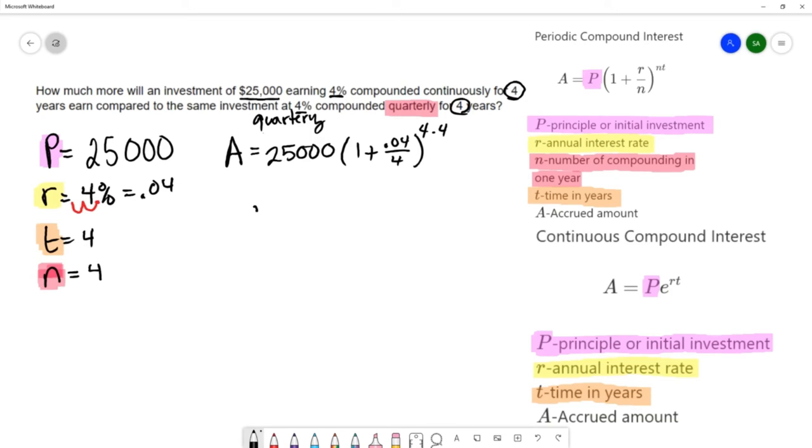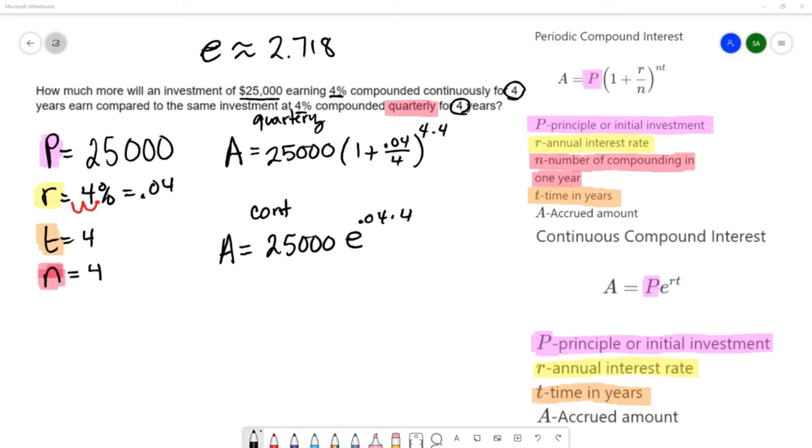And then we're also going to figure out the investment if it were compounded continuously. And that's using this formula here, A equals P e to the RT. So we'll use $25,000 for P. E is a letter, but it's not a variable. E is approximately the value 2.718. And it is used in this formula. It's used in lots of formulas related to exponential functions. The 25,000 e to the 0.04 times 4. That's the rate times the time.